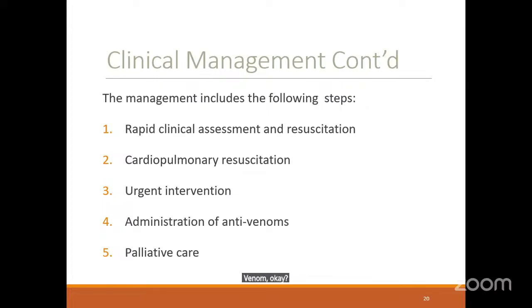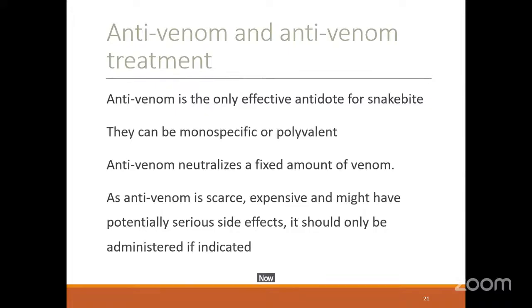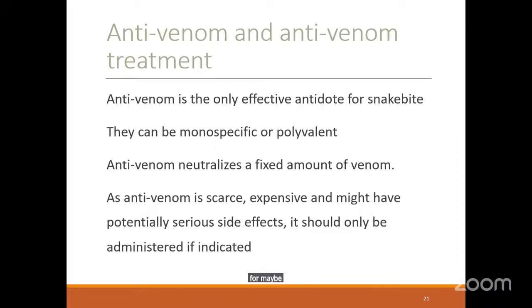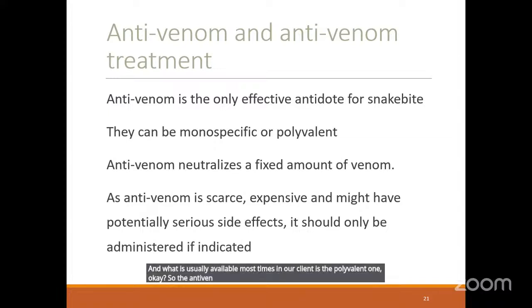Now, administration of the anti-venoms, we'll look at it very closely. This anti-snake venom is the only effective antidote for snake bite. It could be monovalent or monospecific, where it's for just a particular species of snake, or it could be polyvalent for maybe 3 or 4 different species of snake. What is usually available most times in our climb is the polyvalent one, okay? So the anti-venom usually neutralizes a fixed amount of venom.